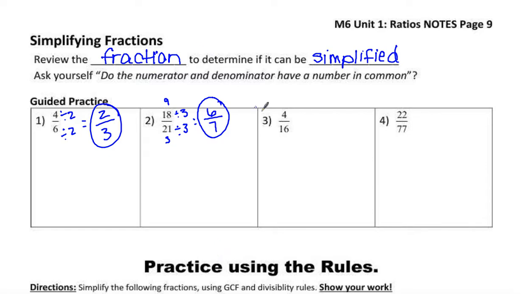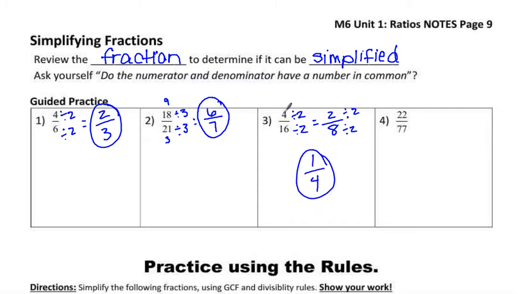So for number 3, they are both even, so I can divide by 2. In this case, you may have actually divided by 4, but I'm going to show you what happens if you divide by 2. So I'm left with 2 over 8. Now if I ask myself the questions again, are they even? They're even again, so I can divide by 2. So I'm left with 1/4.